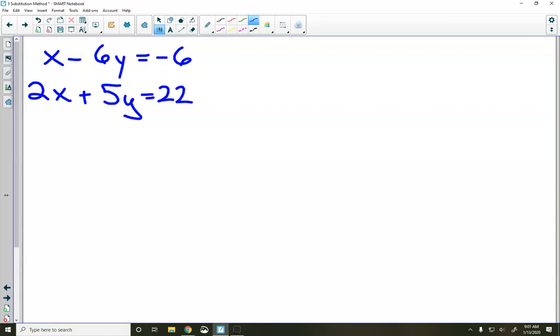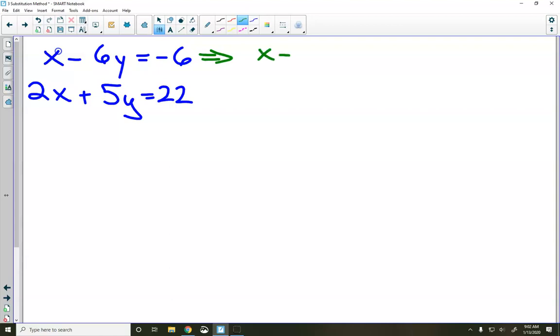Now when we solve a system using substitution, we're looking for an equation that has an isolated variable. Do we have that? No, we do not. But can we isolate one of the variables? Yes. Which equation would be best to do so? The top one, because one of those variables has a coefficient of 1. Good. So we're going to look at that top equation.